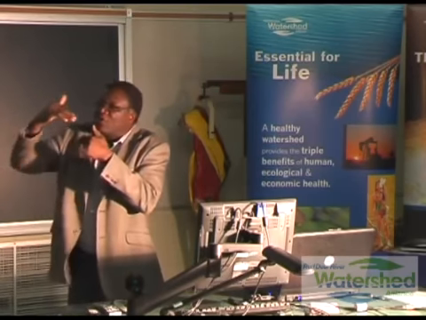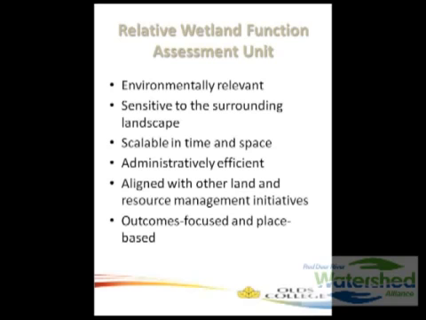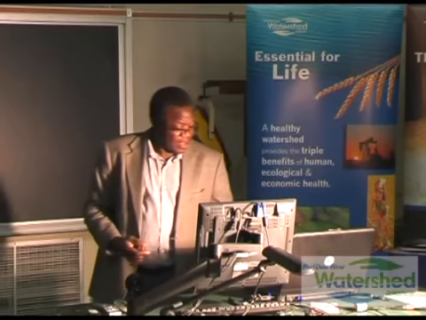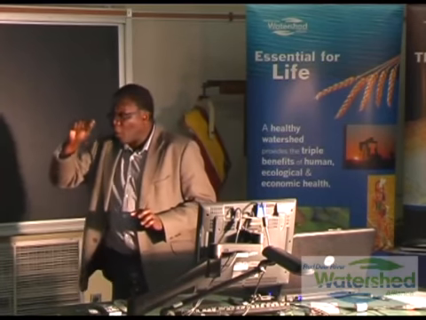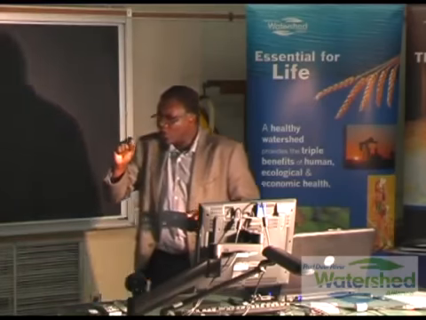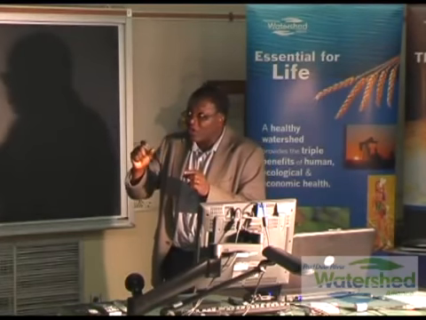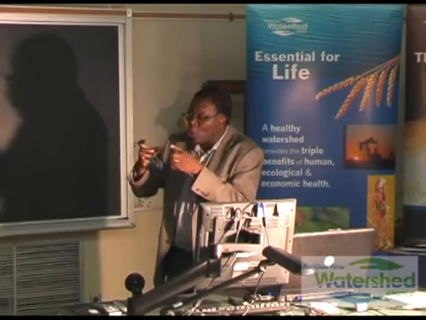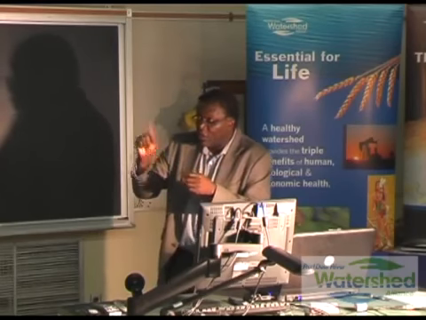the definition of an assessment unit, areas that will be looked at as one. The relative wetland function assessment unit, the intent is that it's going to be environmentally relevant. It makes sense. For example, when you look at the Red Deer, actually of all the watersheds, the Red Deer River watershed actually seems to be more homogeneous than many of the other ones. And you will see that later.